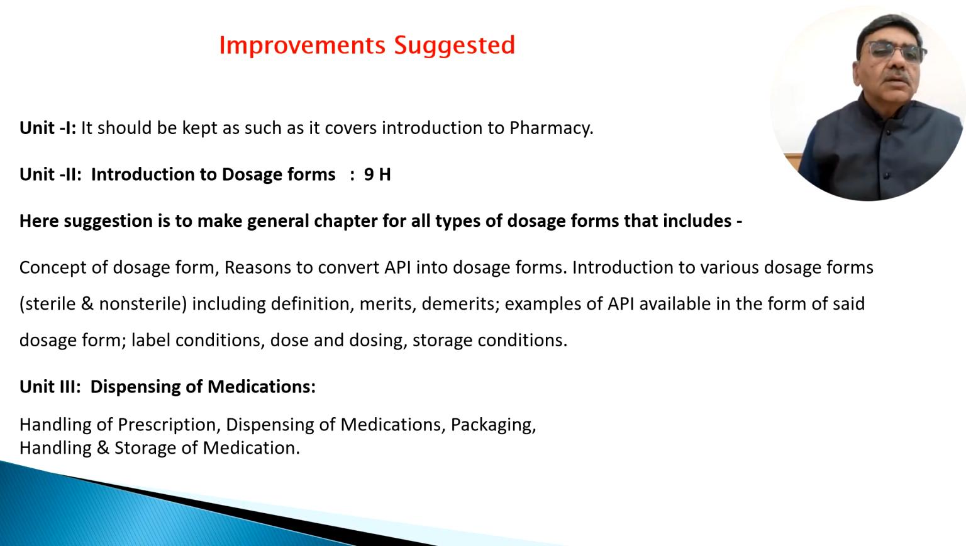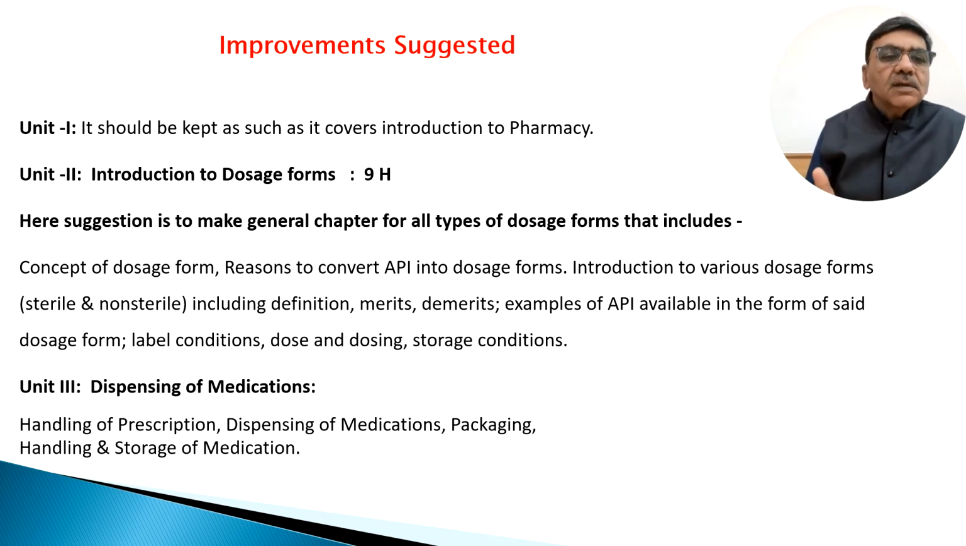Now for the improvement, I say unit 1 should be kept as such because it covers all the introductory chapters to pharmacy. But unit 2, where there are points like calculations, posology, and introduction to dosage form, I want to expand that introduction to dosage form and make one full unit so that we can cover all the aspects of dosage forms, including sterile and non-sterile.